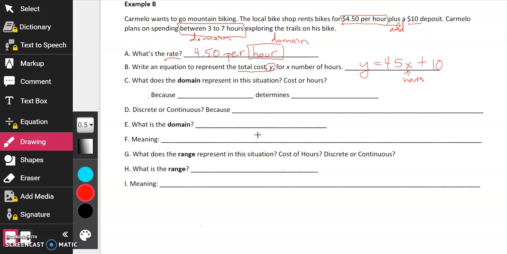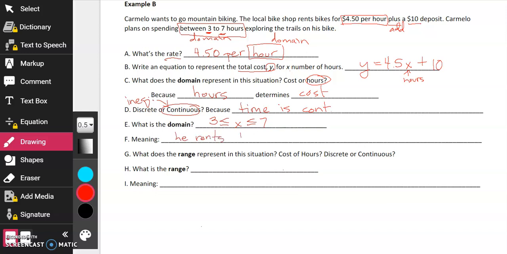Okay, all right. Domain represents hours, because hours determines cost, right? The longer he rents it, the more he pays. This is going to be continuous because time is continuous. Okay, we can include minutes, seconds, hours in it. What's the domain then? Since it's continuous, we create the inequality sandwich here. So I look up here and it said between 3 and 7. So 3 is my left value and its domain, so it's X, up to 7 hours.